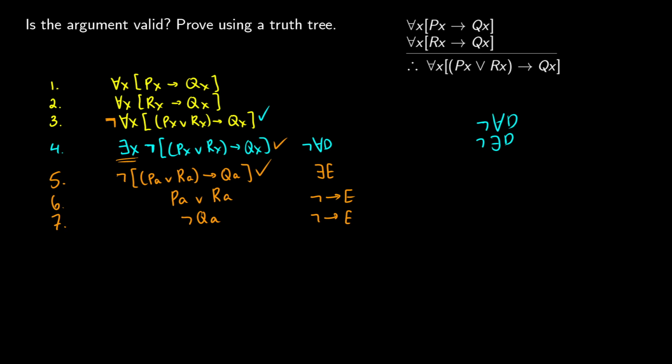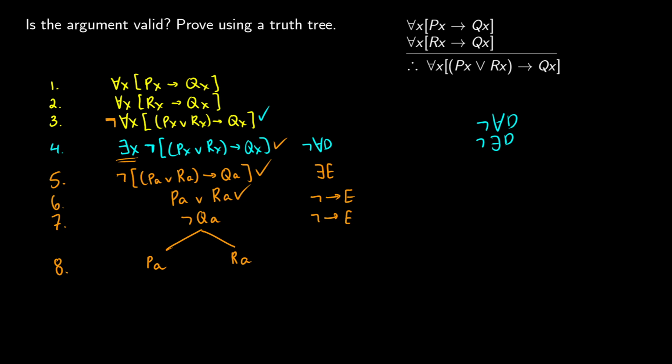For 6, I also want to split this up because we have Pa or Ra, so let's do one branch with Pa and one branch with Ra. Everything's done except for our two premises. The reason I've done this is because hopefully we can get insight into what we need. We could look for, say, a not Pa to close this, a not Ra to close this, or a Qa to close what's coming from 7.